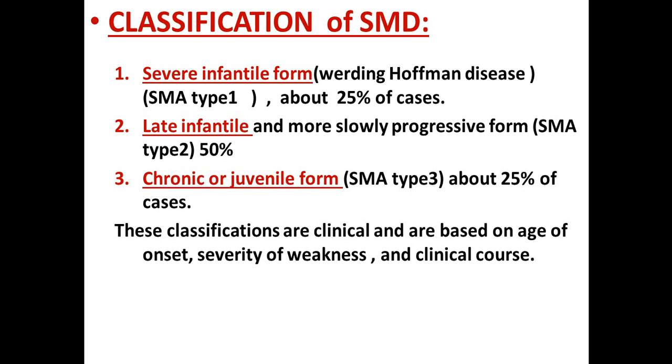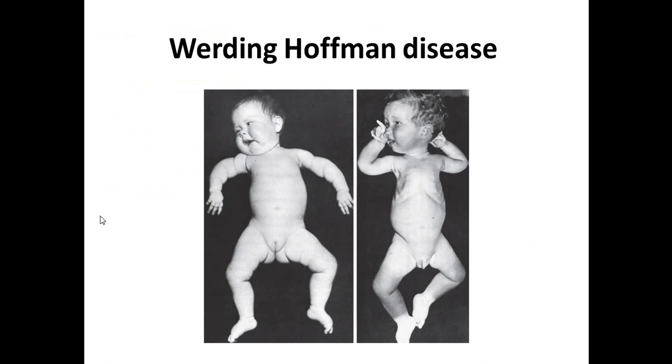Type 2 is a late infantile type, which is less progressive in nature, and the third one is a chronic or juvenile type, and we call it SMA type 3. It is also equal to 25% of cases. And this classification depends on the clinical picture, the age of onset, severity, and the clinical course. This is a normal baby, and this is a baby with Werdnig-Hoffmann.